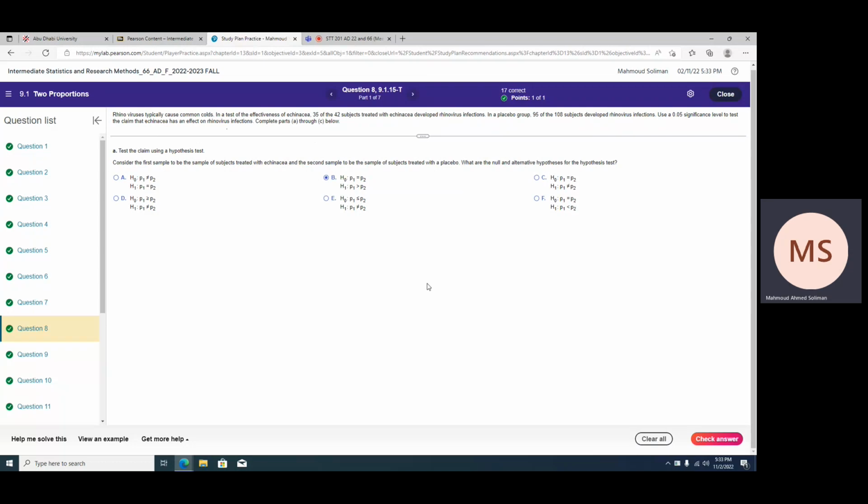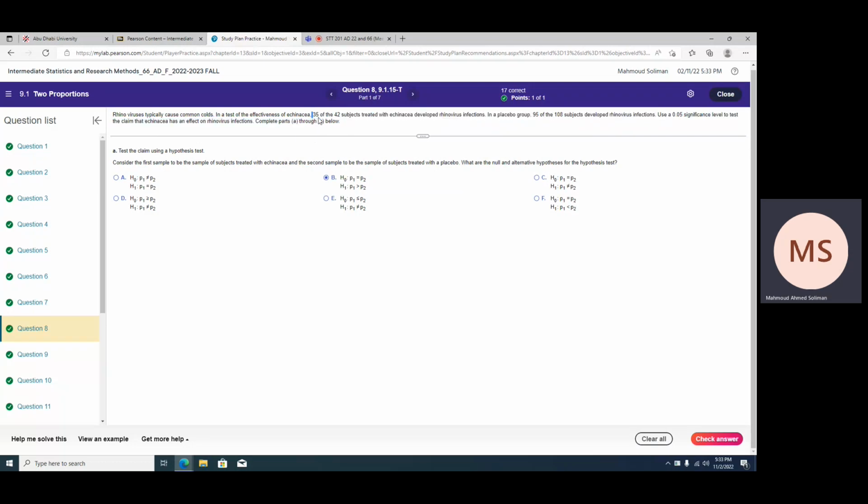Wait, why is this more than? Because we need to check the treatment. Okay, so the claim is that it has more of an effect. Greater than. It's almost the same one. Effect. Okay, wait. Let's look at the X. We'll test the effectiveness of the treatment.